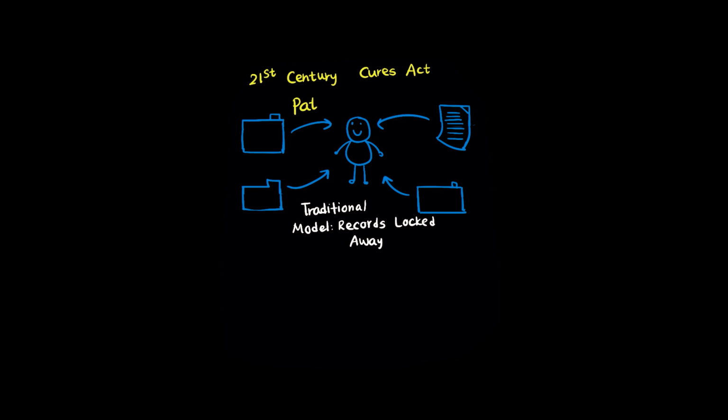Think about the traditional model. Patients had to request records, wait weeks, pay fees, and often received incomplete information. The Cures Act flipped this completely. It recognises that patients need more power in their healthcare, and access to information is the key to making that happen. Patients can now demand immediate electronic access to their entire health record.